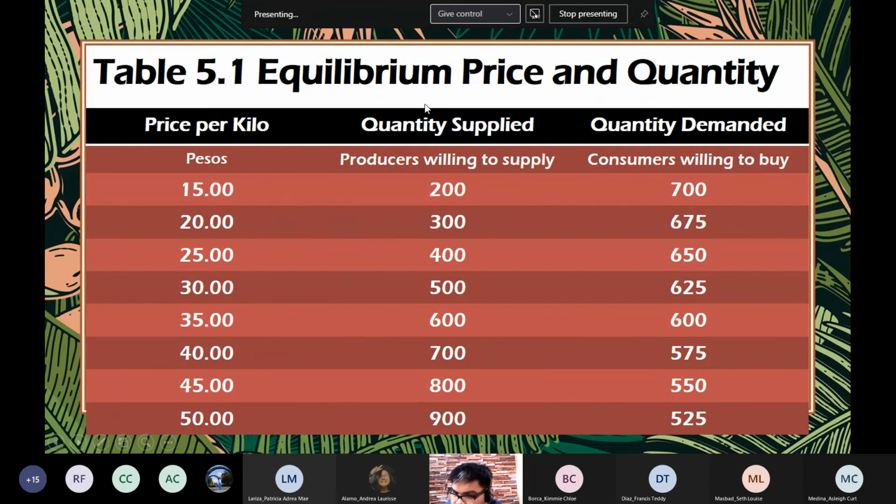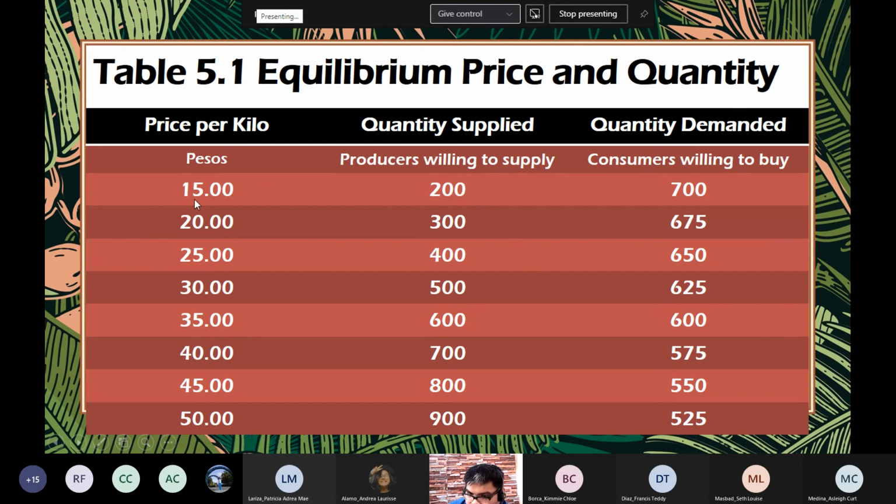Table 5.1, you have equilibrium price and quantity. So ano po ba yung equilibrium price and quantity? The equilibrium price is when the intentions of suppliers are just matched by the intention of buyers. Ibig sabihin, similar lang po. Match lang. Wala, hindi tayo nagsosobra ng supply. Where the amount of goods and services demanded is just equal to the amount provided. There is no pressure from either supply or demand to move away from the price. So the market forces are in a state of equilibrium. So similar lang dun sa kaninang pinanggit ko, market equilibrium.